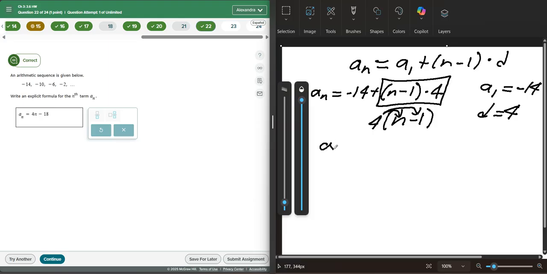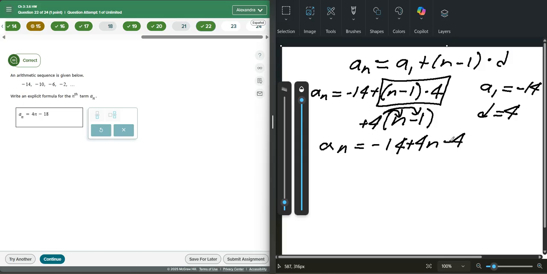So let's write what we get right here, negative 14 plus, because it's a positive number, plus 4n, right? I combine these two, minus positive 4 times negative 1. Remember, the positive and the negative always stick to the number. So 4 times negative 1 equals negative 4.